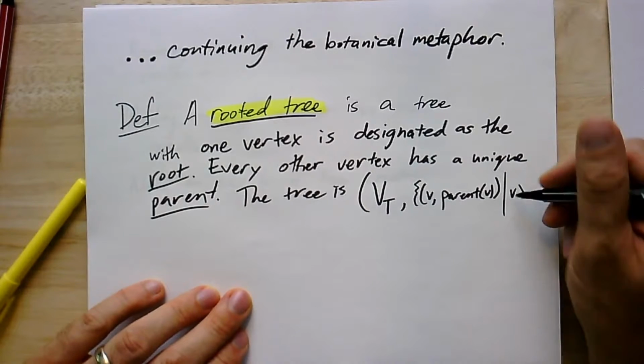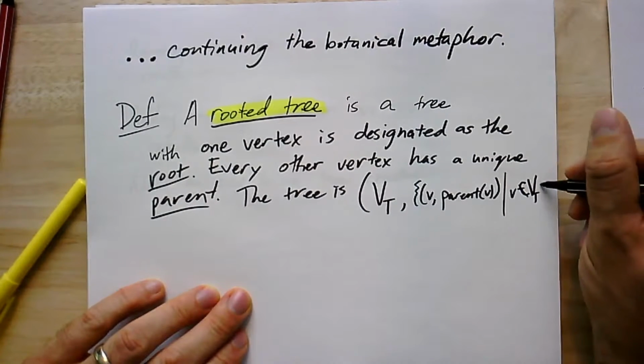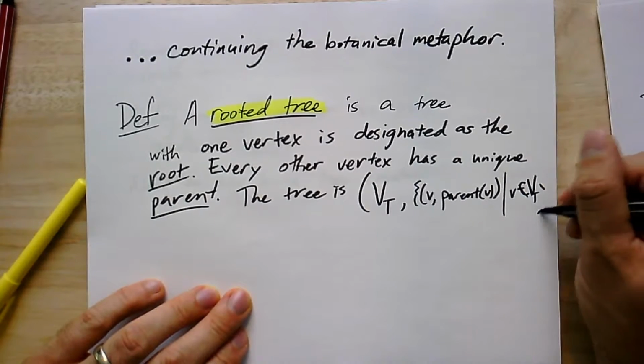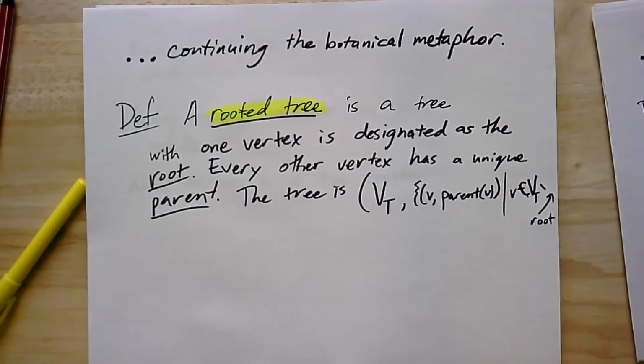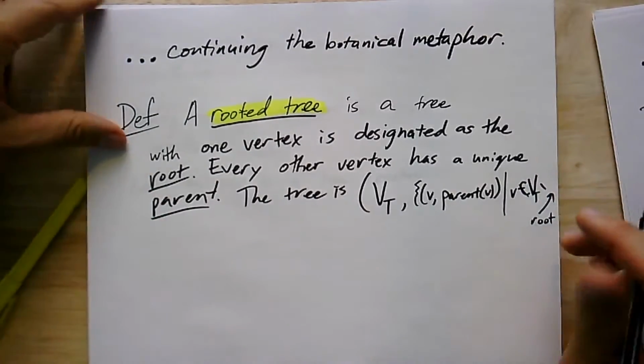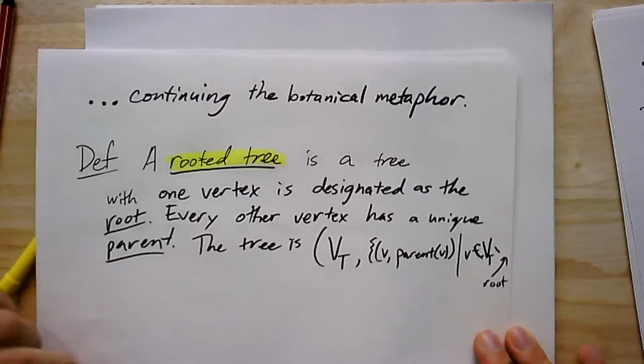Let's see if I can squeeze this in here. So this is for all V in V(T) minus the root. Does that make sense? This is a mess. Let me clean this up. Here's how I make paper bigger.